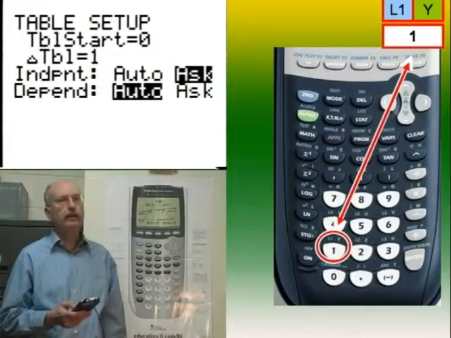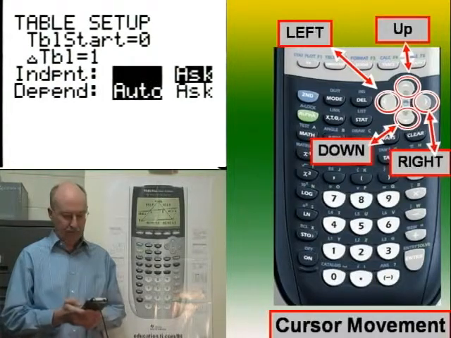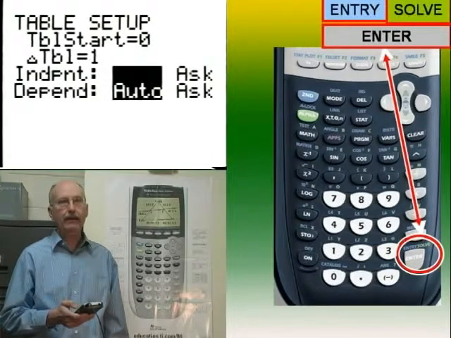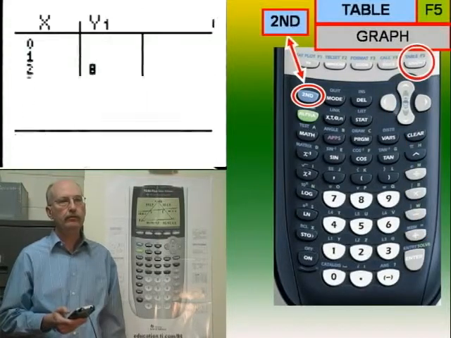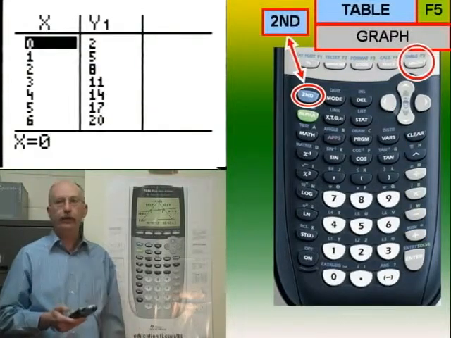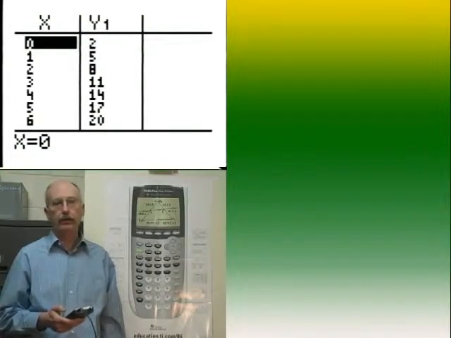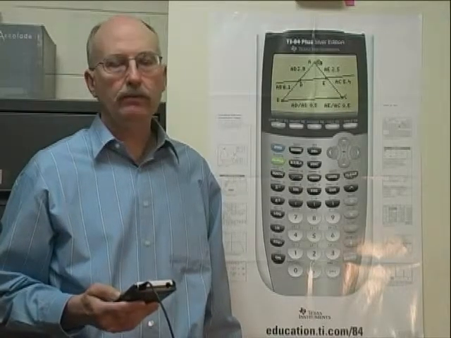And then you can see that the independent variable, or x variable in this case, is set for ask. We're going to make it automatic. So we'll put the cursor over auto, we'll hit enter, and you can see auto is now flashing. And now we'll go back to the table. Remember, we got there by pressing second table. Notice now that the table is filled in with 0, 1, 2, 3, 4, 5, and 6 for the x values, and the appropriate y1 values are shown on the right. Let's try that on your own.